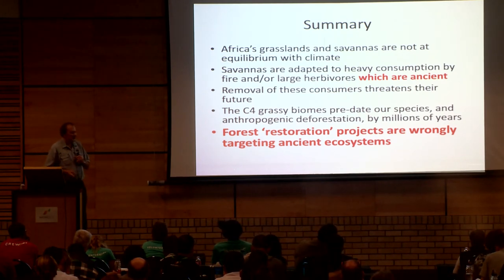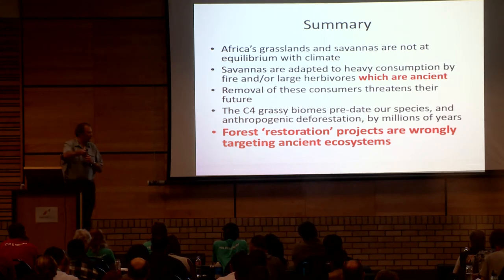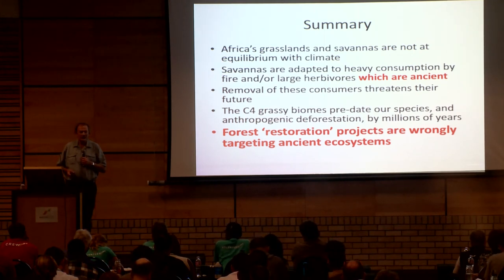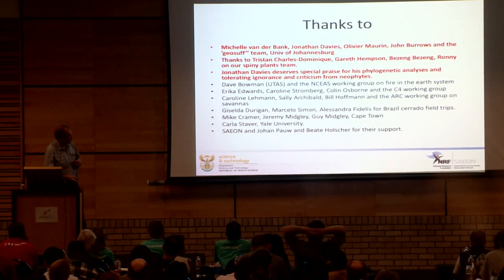So these forest restoration projects proposed by the Bond Challenge are wrongly targeting ancient ecosystems. And by saying we're going to reforest 1.5 million square kilometers in the next 4 years, there's massive risks of really dumb consequences of trashing our savannas. I'll leave it at there. Thanks very much.